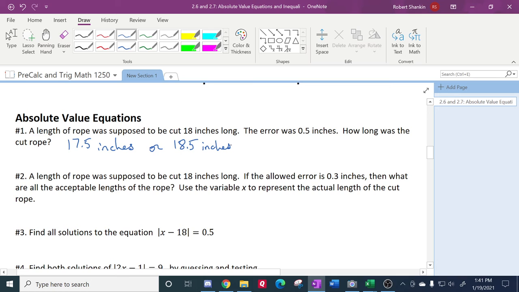All right, let's go to number 2. A length of rope was supposed to be cut 18 inches long. If the allowed error is 0.3 inches, then what are all the acceptable lengths of the rope? Use the variable x to represent the actual length of the cut rope. So again, I'm going to give you a minute to think about it, and then go ahead and put it into your group chat.